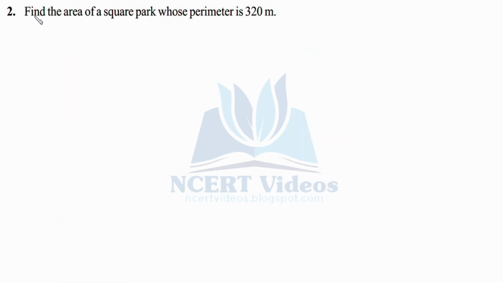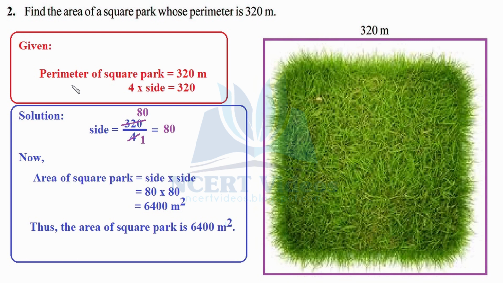Second question. Find the area of a square park whose perimeter is 320 meter. In this question, the given part is perimeter of a square park. So it is a square park. Assume it to be a square park without any trees, benches, or whatever stuff strikes into your mind. We got to find area of the square park when perimeter is given to us.